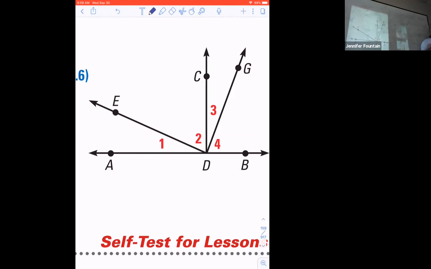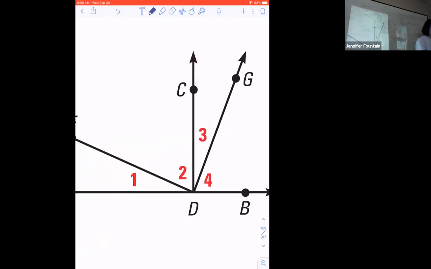What is the measure of angle 4? 70. Okay, so let's think about this. If I've got 2 and 3 together, what do they equal? 90 degrees, right? So if I've got 2 and 3 together, they equal 90 degrees. So what did it say? 2 was 70 degrees. So what does that mean angle 3 is? 20 degrees.